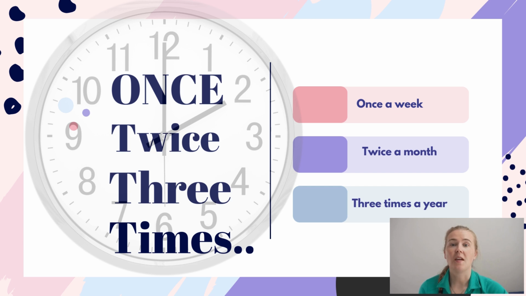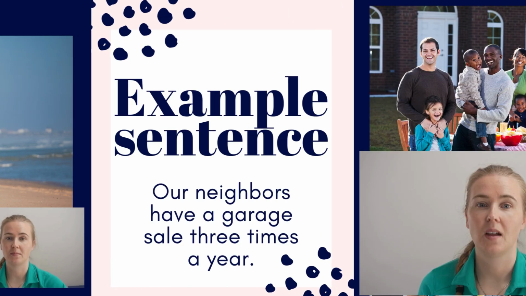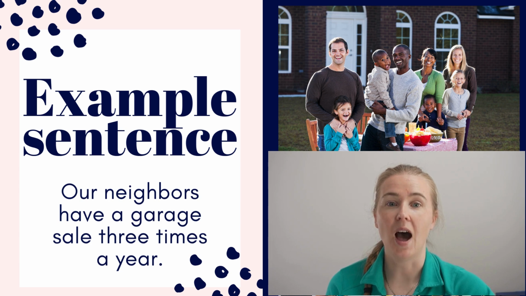For actions that happen a specific number of times, we use expressions like once a week, twice a month, or three times a year. For example, she walks her dog twice a day. This tells us the action happens two times every day. Here's another example. Our neighbors have a garage sale three times a year. The action happens a specific number of times each year.